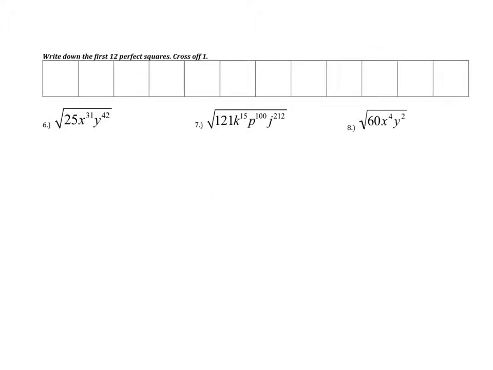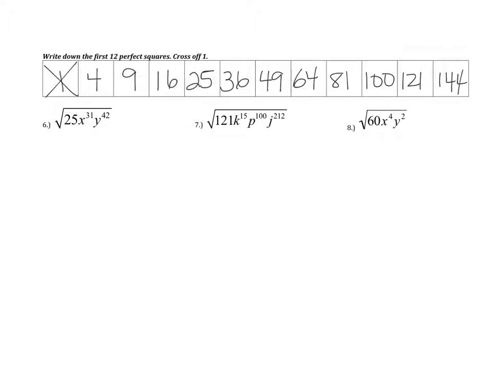All right, so now let's try some that have numbers and variables. Before you do that, go ahead and write down your perfect squares to help you. So stop the video and do that. All right, so we have our perfect squares up there to help us. Again, when I do a problem like this, I have multiple things going on. I have 3 things to look at in this first problem.